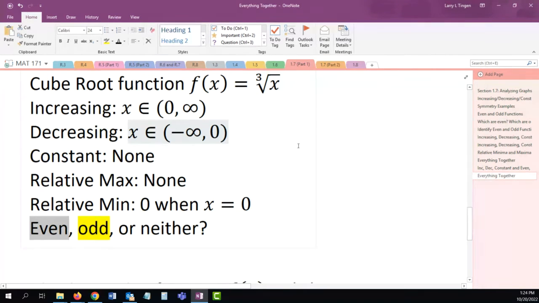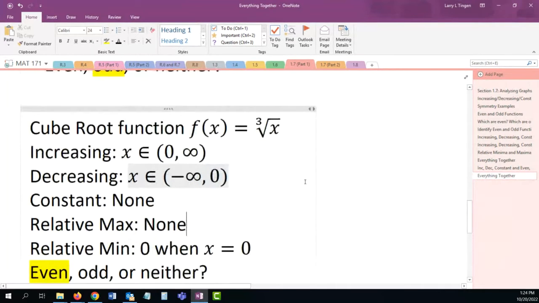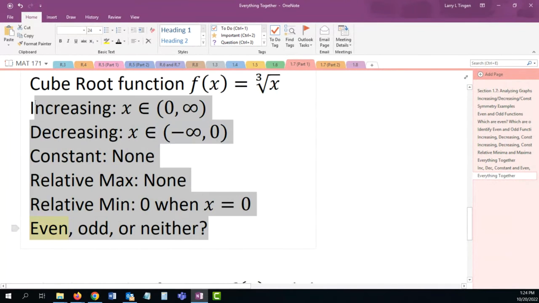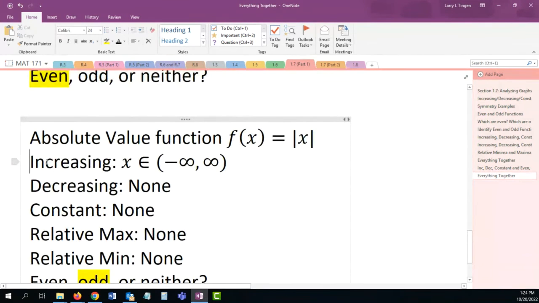And you already told me this one's even. You're absolutely right, because I have symmetry about the y-axis. Yeah, I just typed all of that. All right, let's fix that. That goes here.